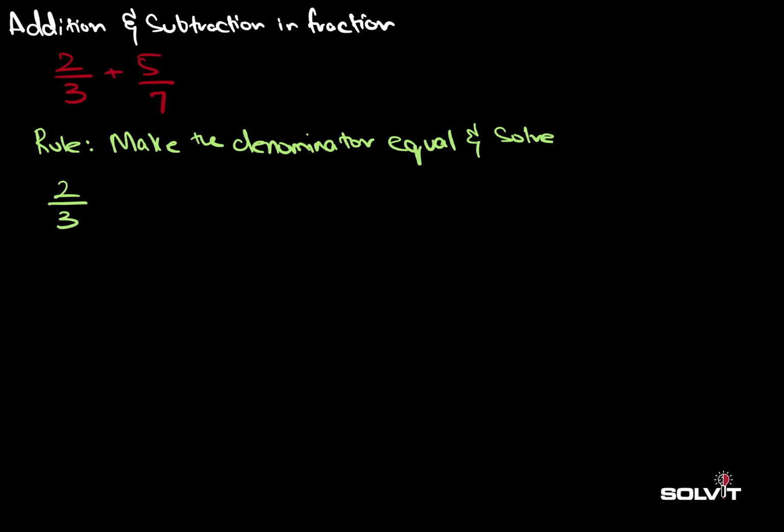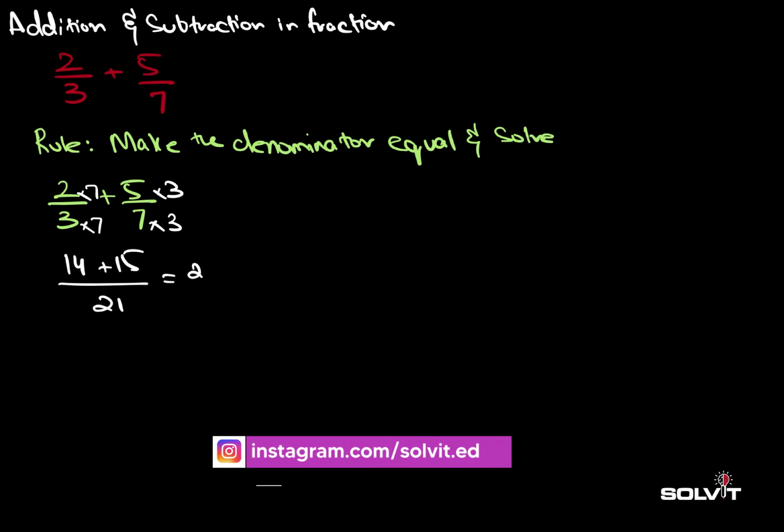The 2 over 3 plus 5 over 7. So to make the denominator equal, we multiply this by 7 and this by 3, cross multiplying, or you can even multiply by the lowest common multiple of both, or of all the denominators that are there. So 5 multiplied by 3 is 15, the 2 multiplied by 7 would become 14, 14 plus 15 over 21. So it will become 29 over 21.